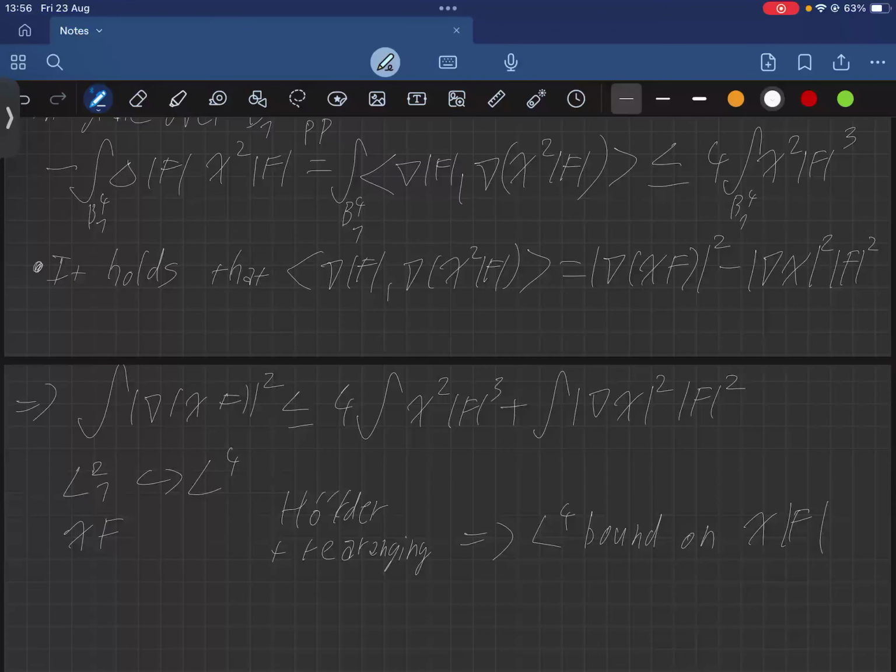Chi's norm of F, which means this should be an L4 bound on chi of F, of just F on the smaller ball, so on B 3/4. And I don't really understand how you proceed from there.